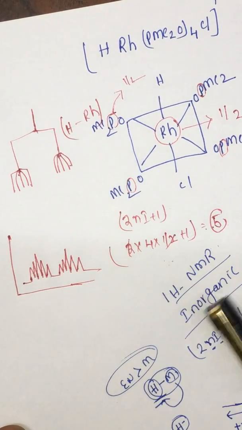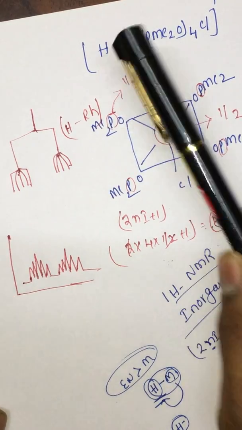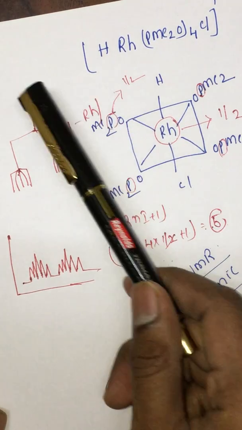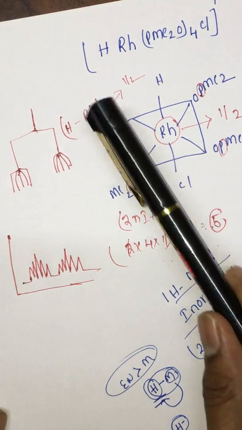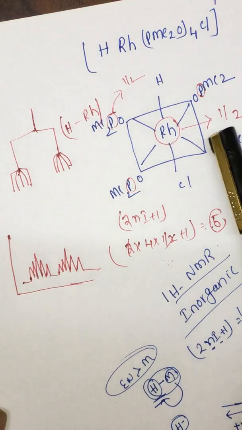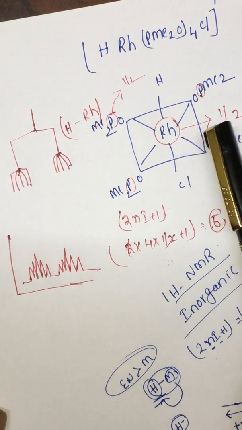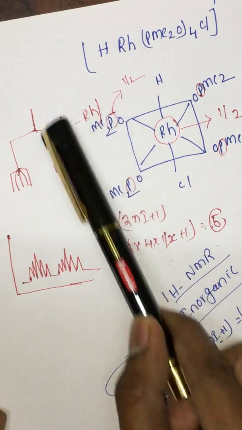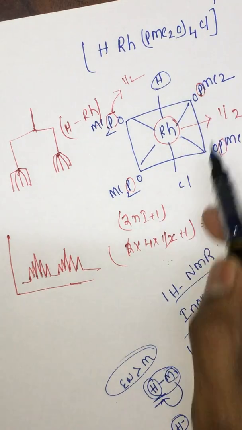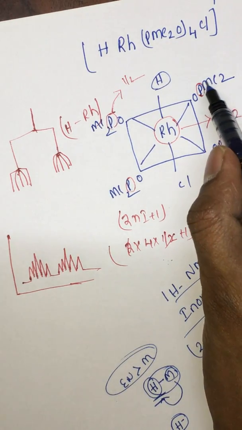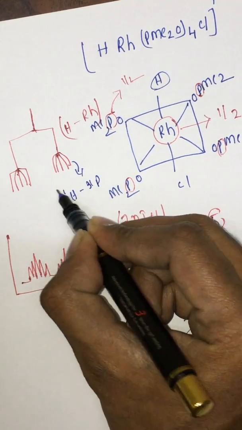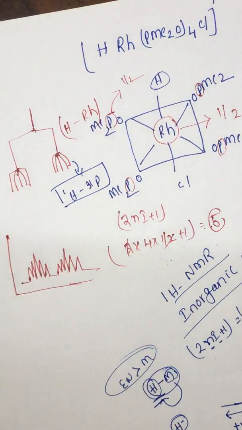Initially we get a singlet. That singlet is for hydrogen, because only one hydrogen is there. If two different hydrogens were there, we would get a doublet here itself. So we have one singlet for one hydrogen, and rhodium is also spin active. This hydrogen couples with rhodium, and because the spin is 1/2, we get a doublet. This is for hydrogen and rhodium. And the same hydrogen is also coupled with phosphorus, so this is for hydrogen and 31P.